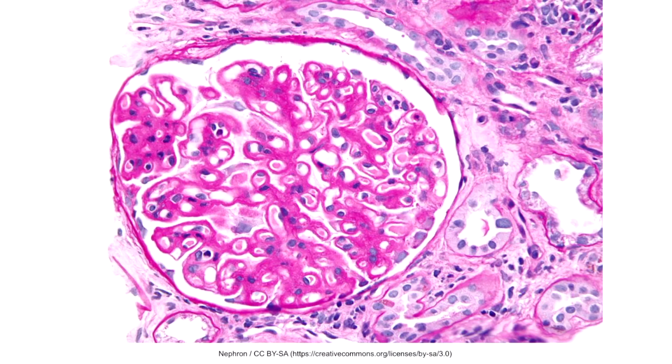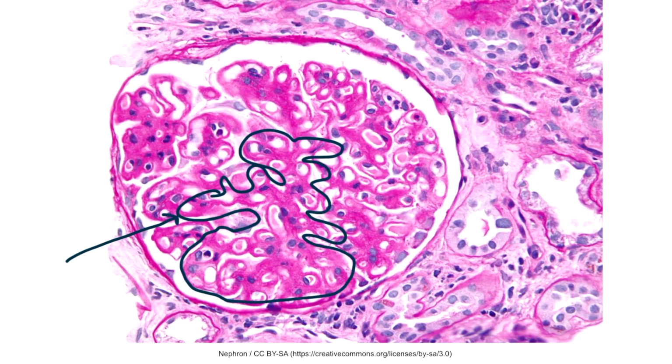So here's an H&E stain of membranous nephropathy. Notice this basement membrane here appears thickened. You can follow it around. You can just see that it's diffusely thickened. And what deposits here causing this appearance?